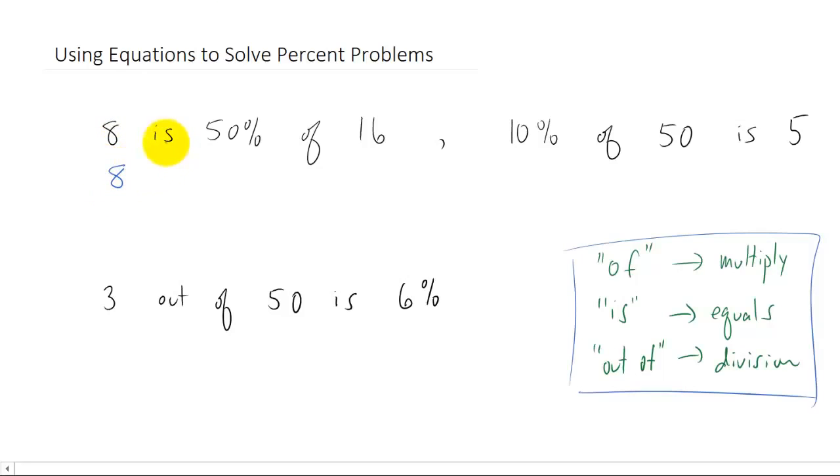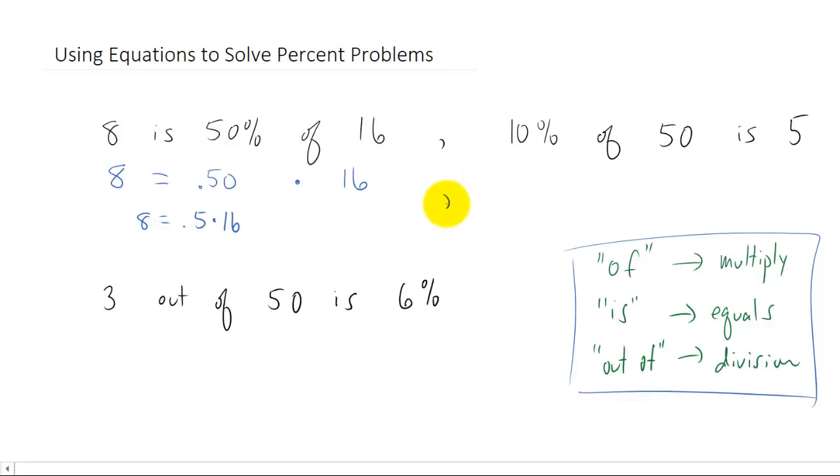8 is. We learned that "is" is going to translate into an equal sign. Now 50%. Typically what I'll do with percentages is write them as decimals when we're writing them in equation form. You learned how to do that in the last video. "Of" is going to translate into multiplication, and 16. So what we just wrote is that 8 is 0.5 times 16, which is true. So we just converted a true statement about percentages into a true equation about percentages.